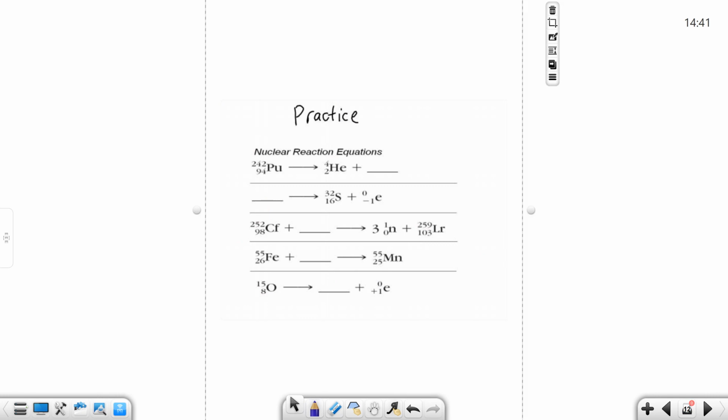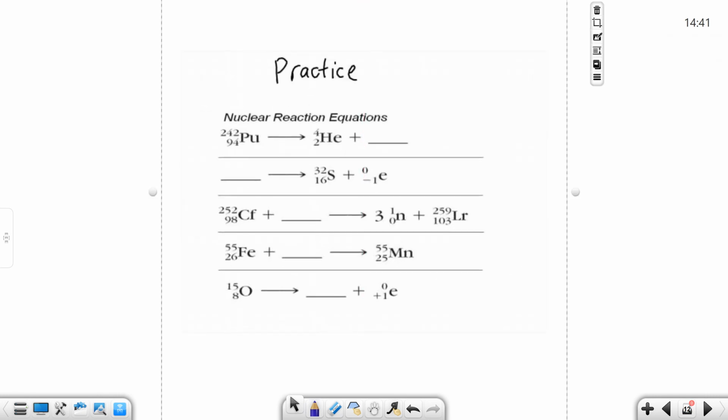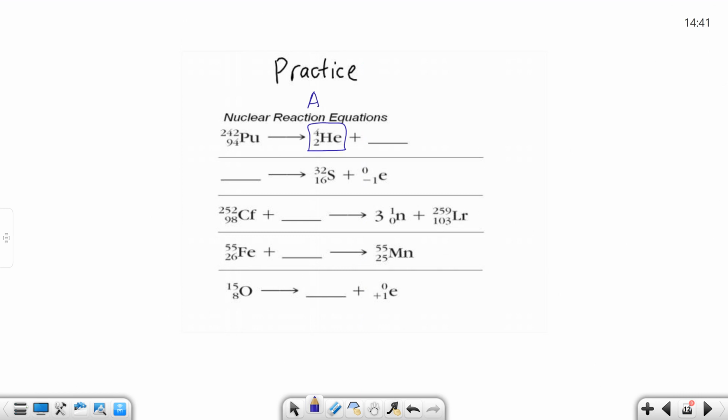All right? So let's jump right into some of these. Let's practice some and see how we can deal with this. Okay? So I have my example right here. You can see I have 242/94 Pu, which is plutonium. It's releasing, this is not helium, this is actually an alpha particle, which sometimes you're going to have to identify. That's the types of radiation that we just did. Well, I want to figure out that other product. So how do I do this?